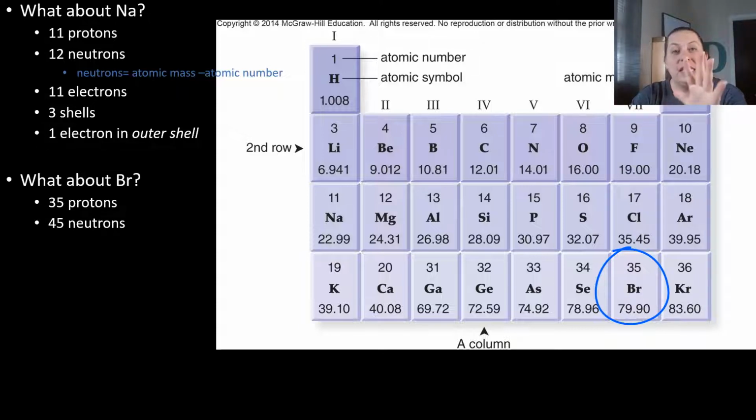So when you look at this, protons and neutrons don't always have to be the same. It's based on the atomic mass, the weight. Now, I do have 35 positives, 35 protons.